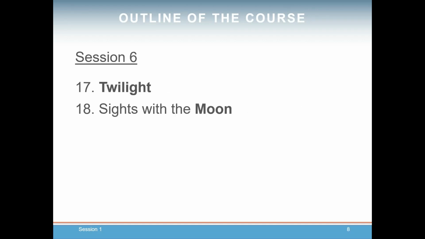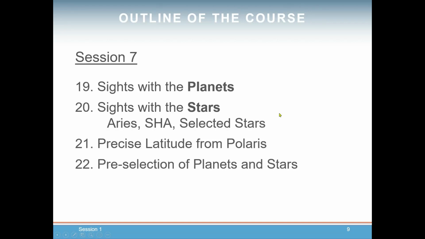We'll then discuss twilight, which is important to know if you're going to be sighting for stars or planets or the moon. We'll then discuss how to take a sight with the moon and calculate your position. Same with the planets. We'll do a session on stars. And when we talk about the stars, we'll be talking about Aries, something called SHA or sidereal hour angle, and selected stars. We'll then cover how to get a precise latitude from Polaris as opposed to an approximate one. And we'll talk about how to pre-select which planets and stars you might want to shoot during twilight for your position.